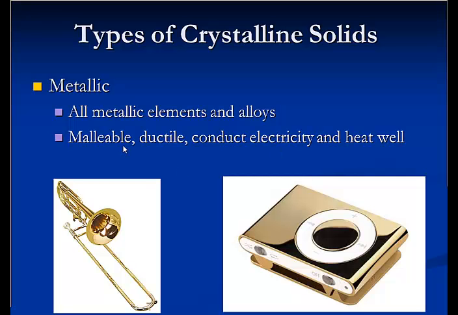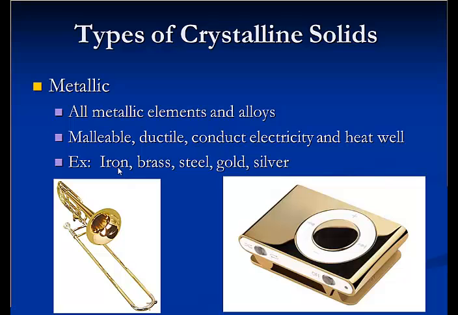Metals are all malleable, ductile. Malleable means you can put them into sheets, like aluminum foil. Ductile means you can draw them into wires. They conduct electricity because they have mobile electrons that can move through the metal, and they conduct heat also because the electrons are mobile.